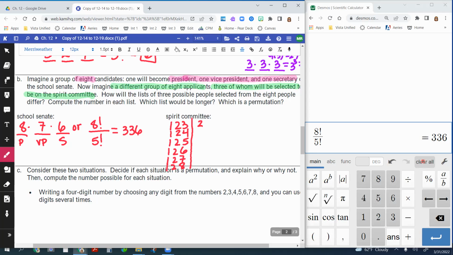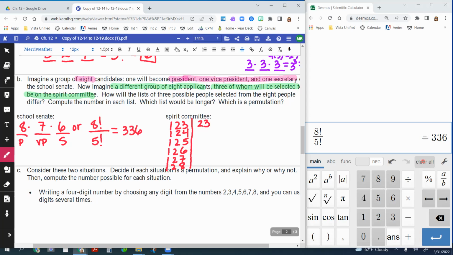And the order doesn't matter here. So 1, 2, and 3 is going to be the same as 3, 2, and 1. But I could have 1 with 2 and 3, 1 with 2 and 4, 1 with 2 and 5, 1 with 2 and 6, 1 with 2 and 7, 1 with 2 and 8. Or I could have 2 with 3. Okay. I've already done 1 and 2 together with everybody.